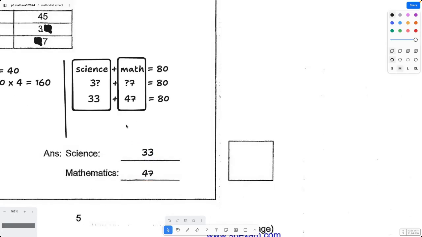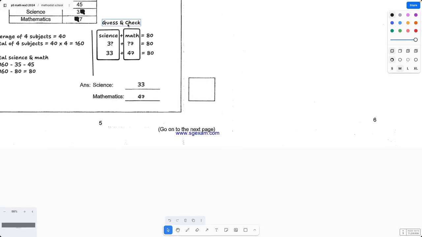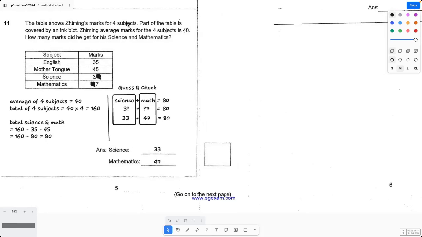So you can do guess and check. I would say guess and check in this, but if you can do guess and check really quickly, then there you go. You can grab it like that. All right, so let's move on to the next question.